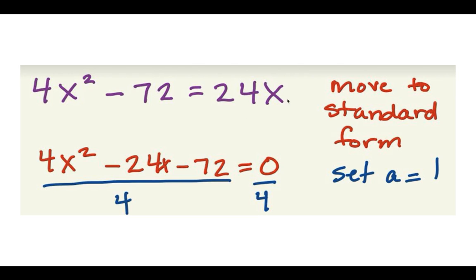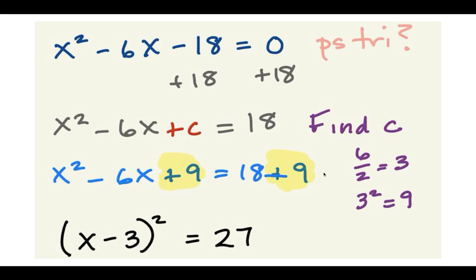This one, I have to first move the math problem to standard form. So I have my A term, my B term, my C term. Then we need to set A equal to 1. Once I have done that, I'll ask, is this a perfect square trinomial?